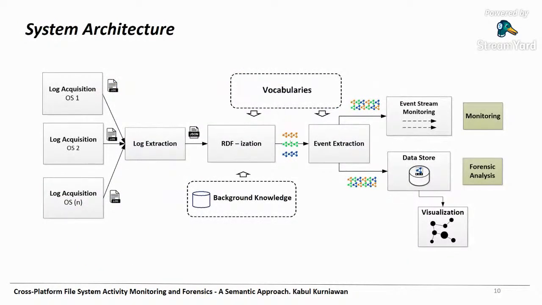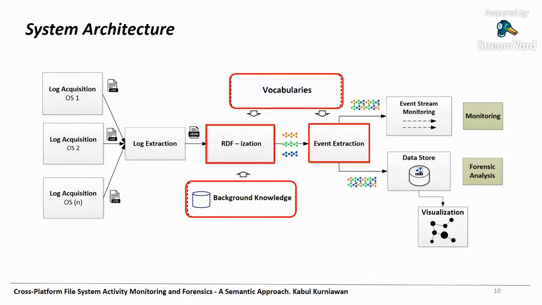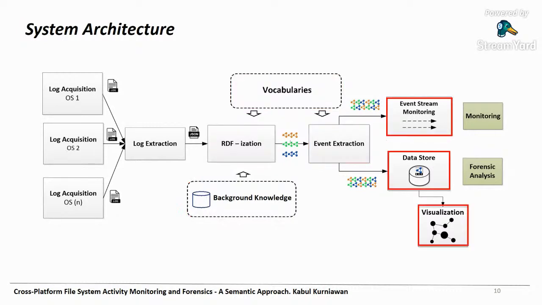So this is our proposed architecture for semantic log processing of file access events. Here we have the approach for the log acquisition and extraction of low-level data from heterogeneous log sources and hosts, and also realization and event extraction, which also includes vocabulary and background knowledge, and log monitoring and forensic analysis and visualization. I will explain each component in more detail in the next slide.